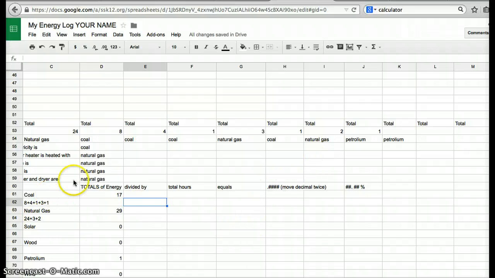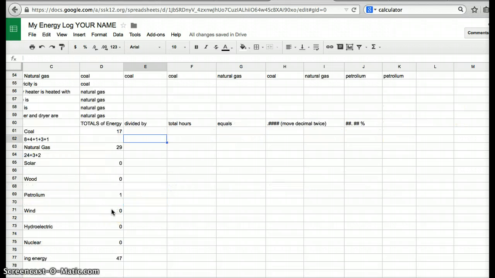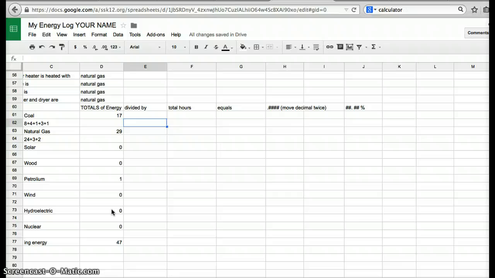So that's what we just did. We said how many hours in all did we use that type of energy? Well, now we want to say, okay, how many hours did we use all the types of energy? So all together, how many did we use them for? So we're going to add this up. We're going to say 17 plus 29 plus 1. You can easily do that.